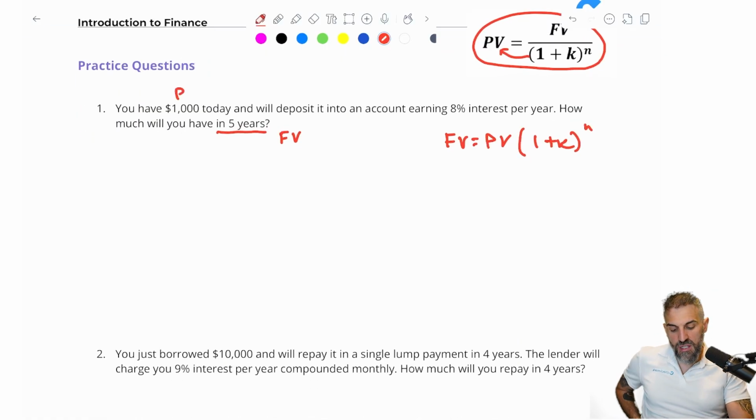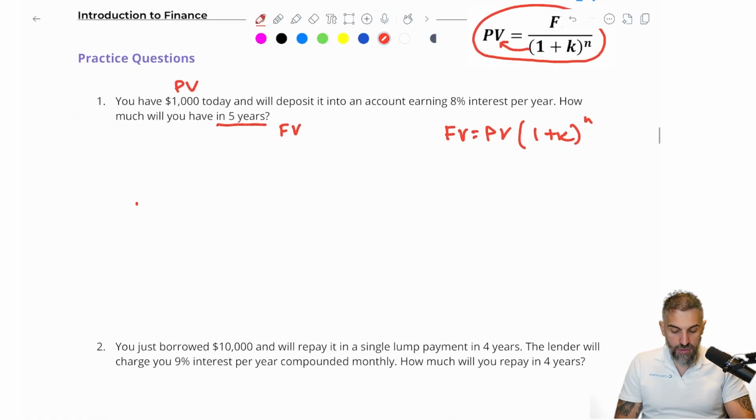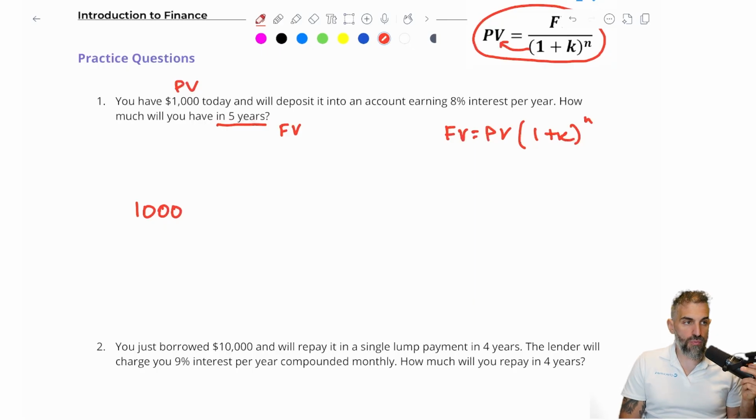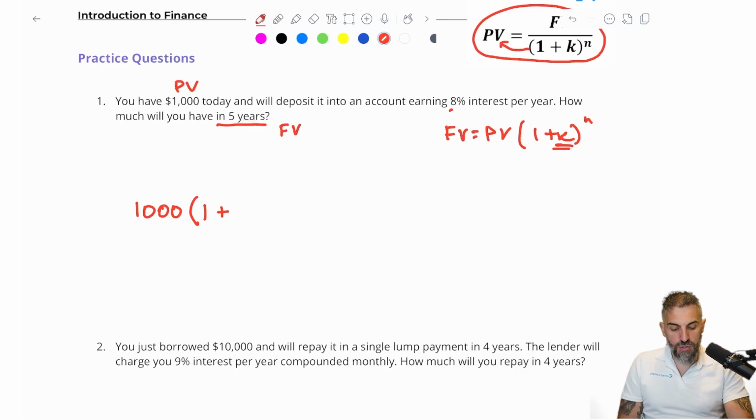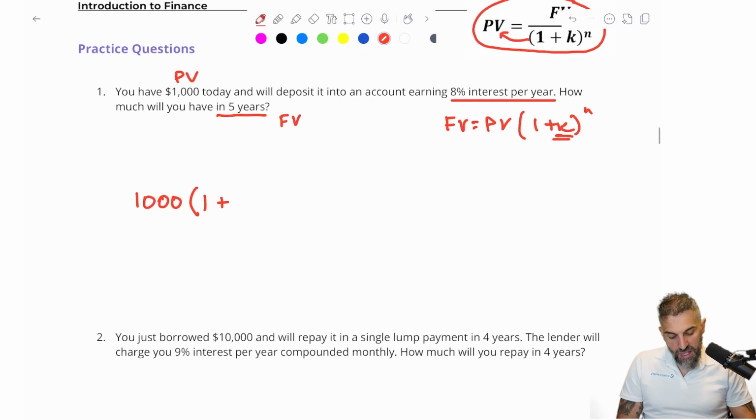You have $1,000 today. That is your starting amount. That's your present value. So 1,000, right? Always start with your present value. Multiplied by 1 plus, now the rate. They said 8% interest per year. I want you to compare that to this 9% interest per year compounded monthly.